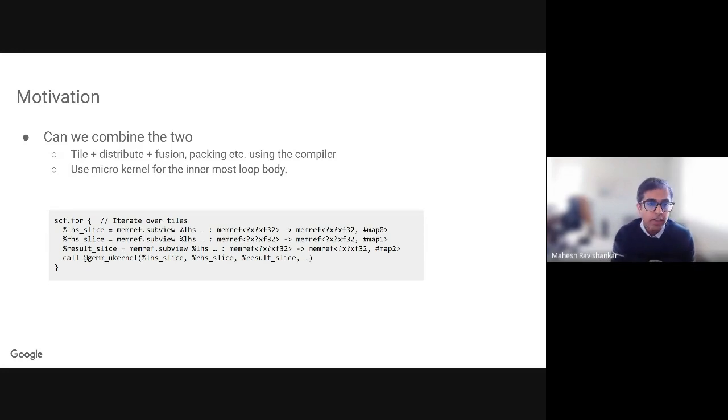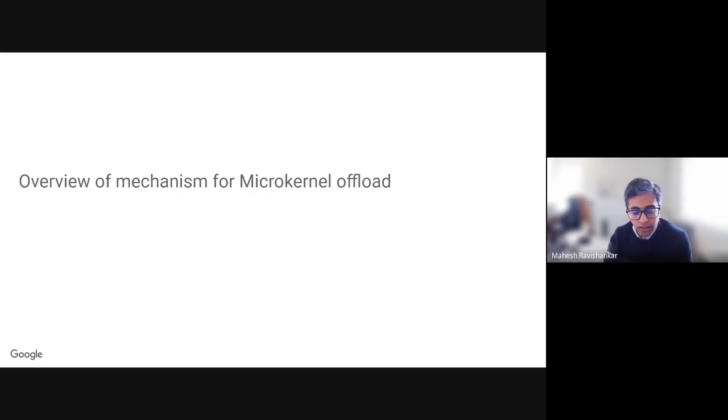Ideally, you want to combine the high-level transformations that the compiler can do, like tiling, distribution, fusion, packing, everything, and use the microkernel for the innermost loop body so that you have more deterministic performance from the generic code. So before I go ahead, I can pause for a question here. If not, I can go into the mechanism that we built to do this microkernel offload.